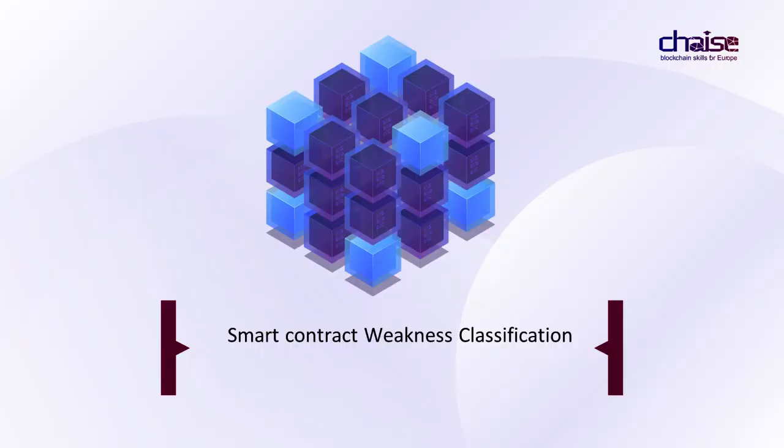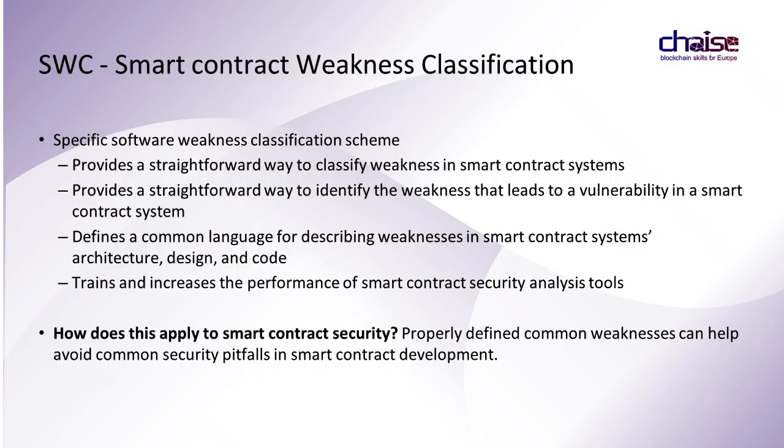Smart Contract Weakness Classification. Smart Contract Weakness Classification, SWC, provides a well-documented public software weakness classification scheme. There are several benefits of SWC. It defines a straightforward way to classify weaknesses in smart contract systems. It defines a straightforward way to identify the weaknesses that lead to vulnerabilities in smart contract systems.